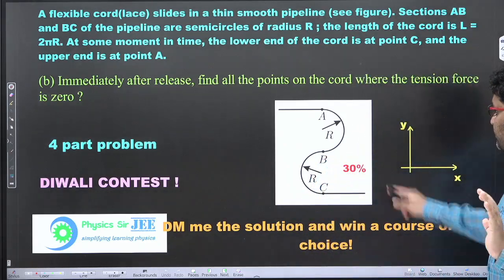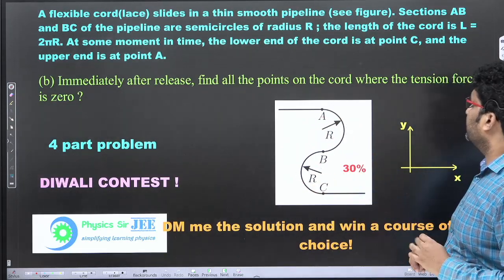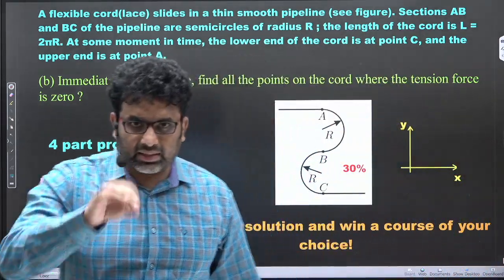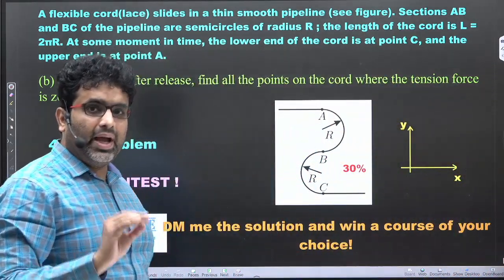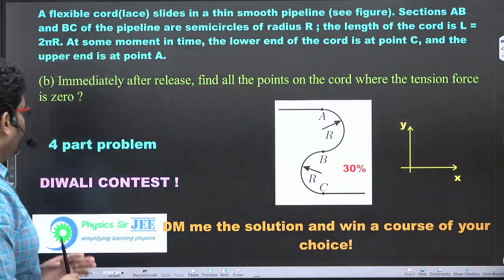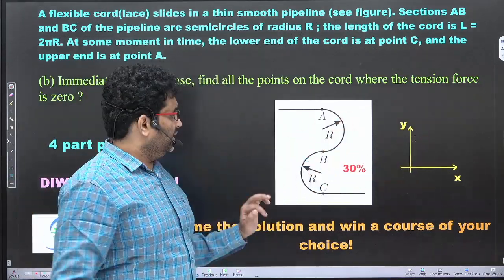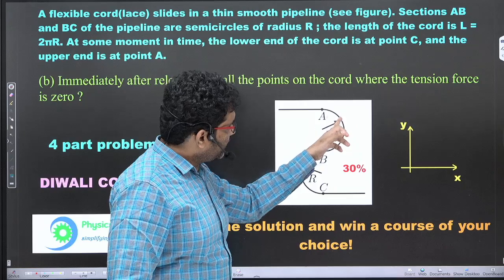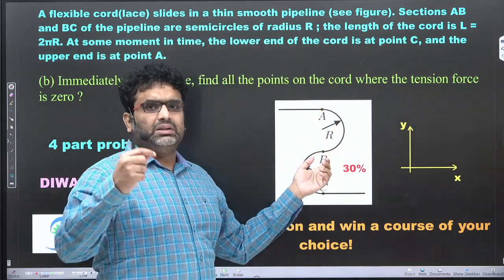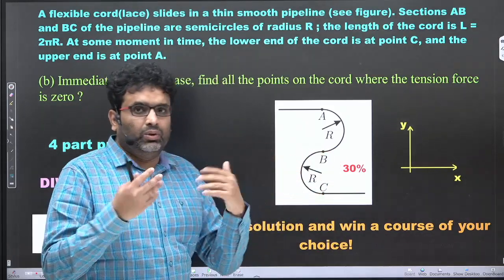Among those points between A to B to C, where are the points on the cord where tension is 0? At this instant, immediately after release, where are the points on the cord where tension is 0? So you need to highlight those points and locate them properly using this axis. Imagine one of the points is, let's say, somewhere here at an angle 30 degrees to the vertical. Then you need to mention that point as, let's say, E. Point F could be somewhere else. We don't know how many points are there.